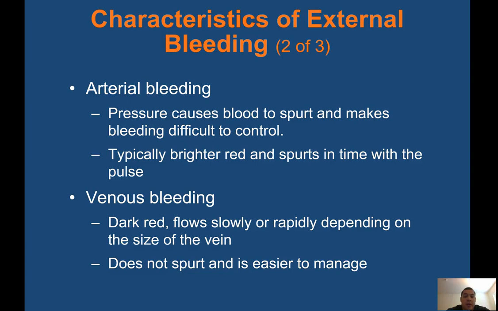Arterial bleeding: pressure causes blood to spurt and makes bleeding difficult to control. It is typically bright red and spurts in time with the pulse. Venous bleeding: dark red, flows slowly or rapidly depending on the size of the vein. It does not spurt and is easier to manage. So for arterial bleeding, we're most likely going to use a tourniquet and direct pressure to try and control that bleeding, because anybody who has an arterial bleed is going to bleed out pretty quickly.